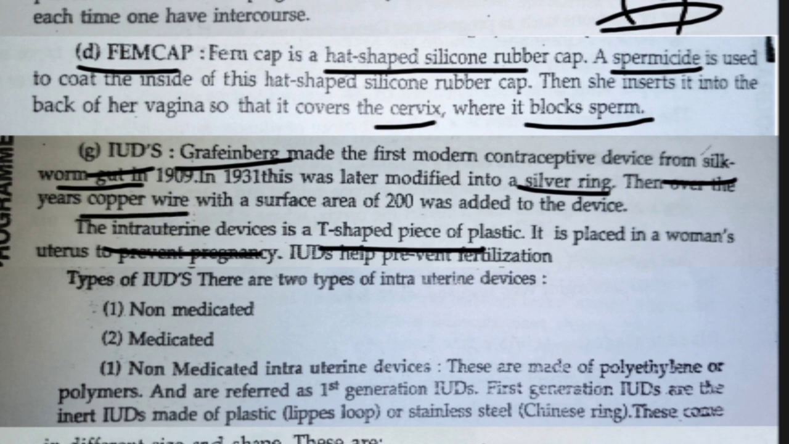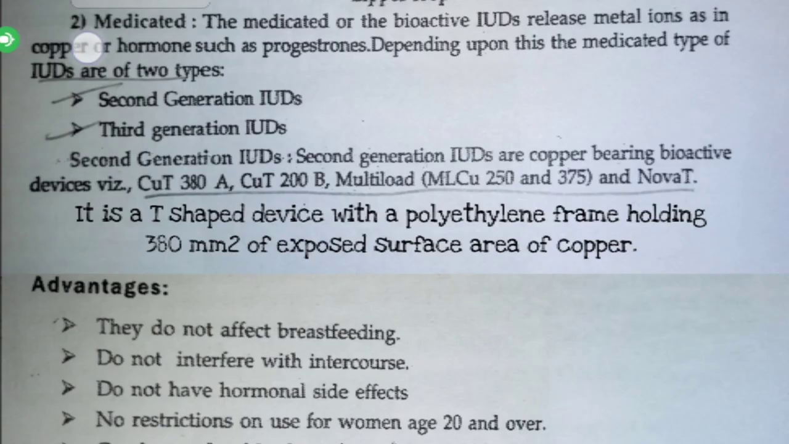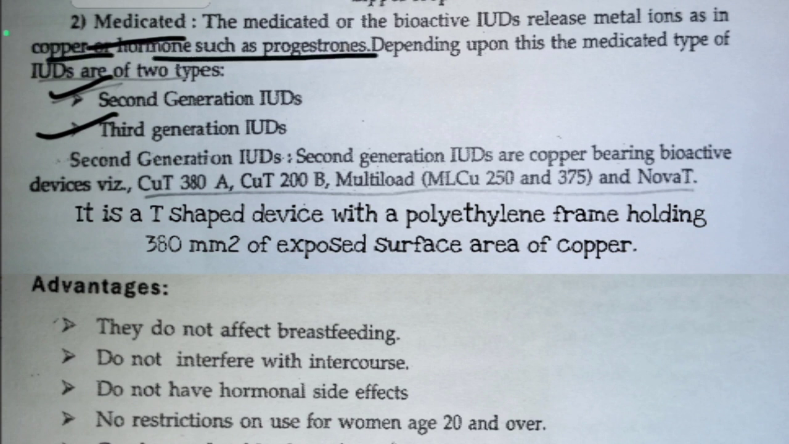IUDs have two types: non-medicated and medicated. The non-medicated IUDs are first generation IUDs, made just of plastic, and they are available in different shapes and sizes like Lippes loop, springs, coins, and rings. In medicated we have second and third generation IUDs. In medicated ones, along with the copper wire, we have hormones like progesterone present. In non-medicated there is no hormone present.